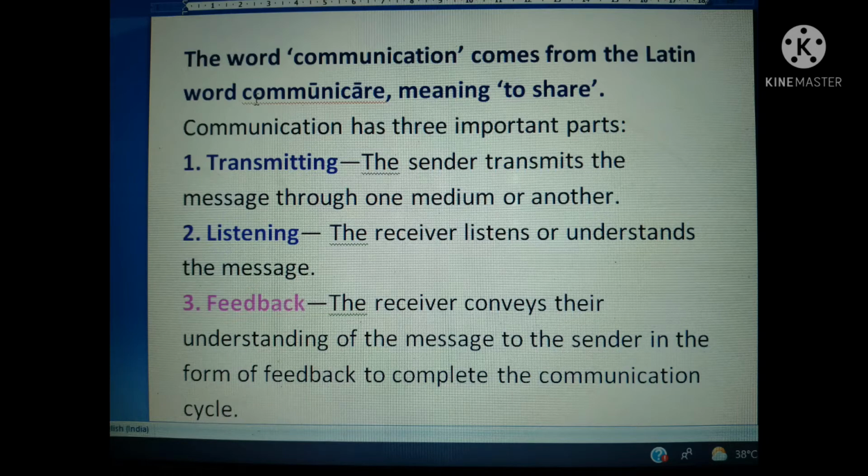Communication has three important parts. The first one is transmitting: the sender transmits the message through one medium or another. The second one is listening: the receiver listens to and understands the message. The third one is feedback: the receiver conveys their understanding of the message to the sender in the form of feedback to complete the communication cycle.